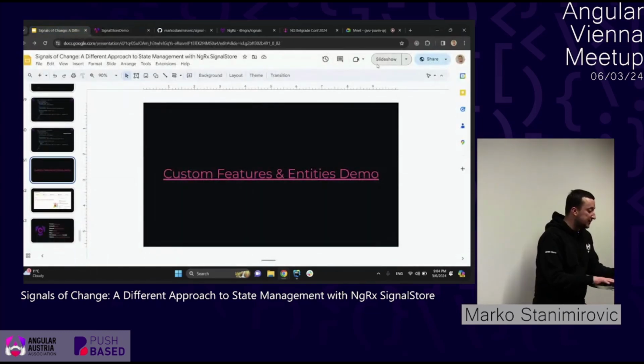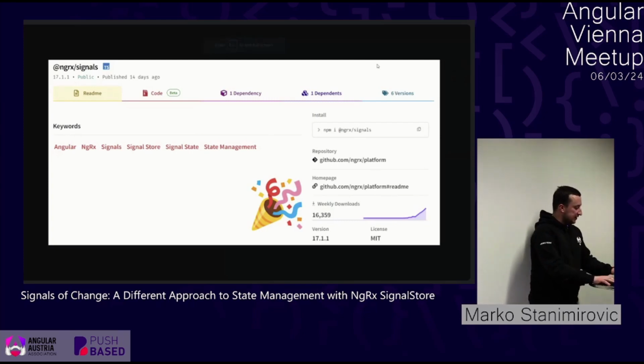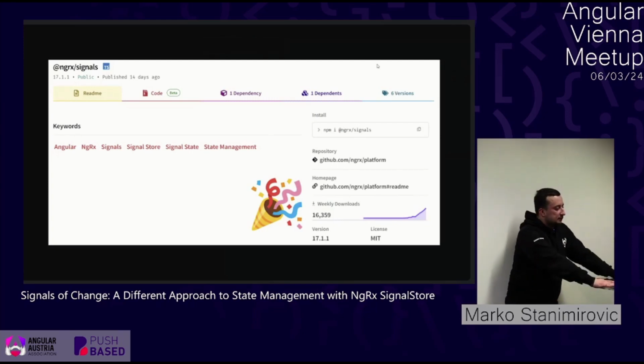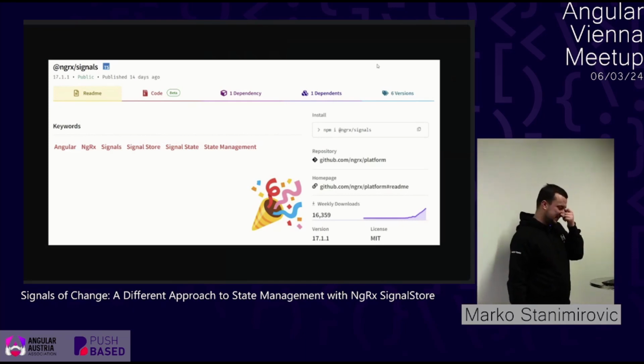Yeah, let's go back to the presentation. I also wanted to share this with you. This is the screenshot from today. The NgRx Signals package reached the milestone of 15K weekly downloads. It's currently the fastest growing state management solution in Angular.